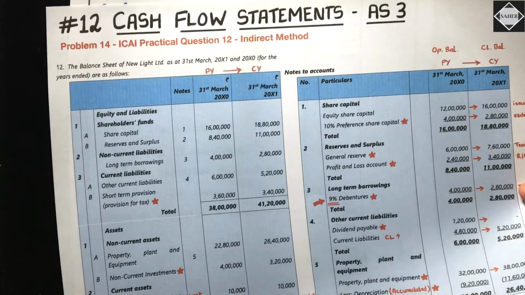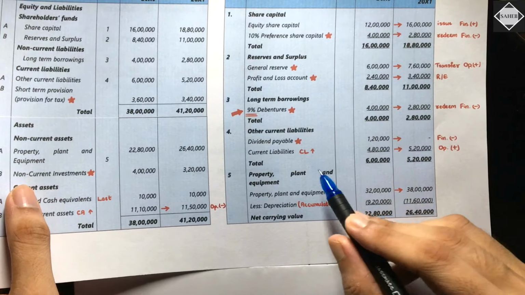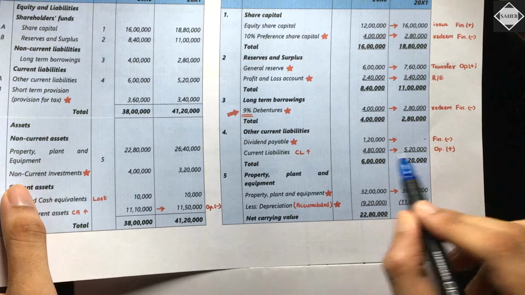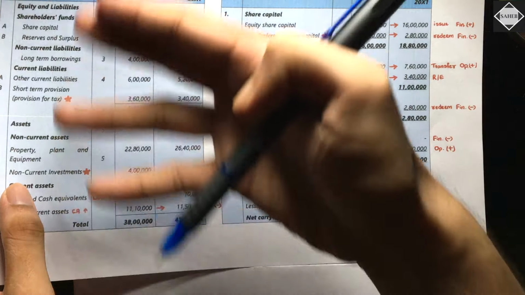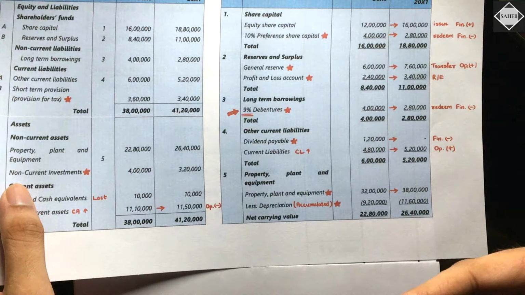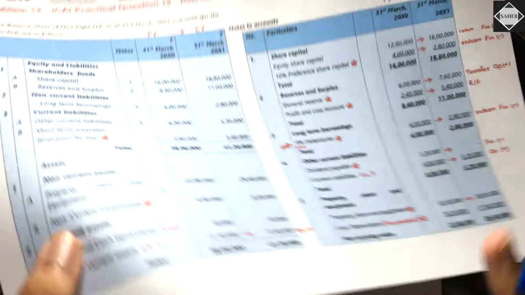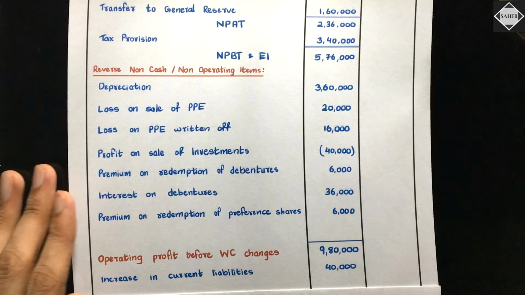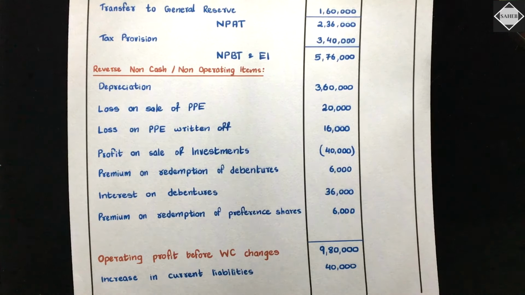Yeah, we have current liabilities over here. See what is happening to current liabilities. It is increasing from 4,80,000 to 5,20,000, a 40,000 increase. If current liabilities increase, cash also has a positive impact, it's increasing. We will add it in the working capital changes. So see, increase in current liabilities 40,000 plus. Is it clear? Simple.